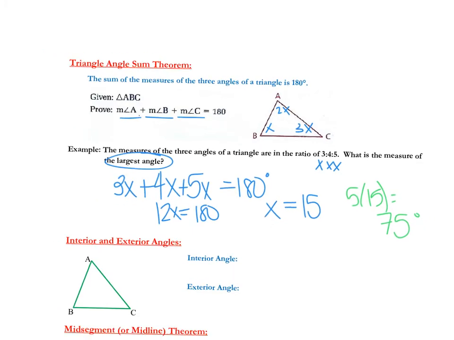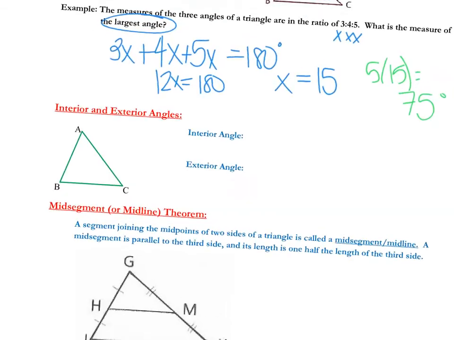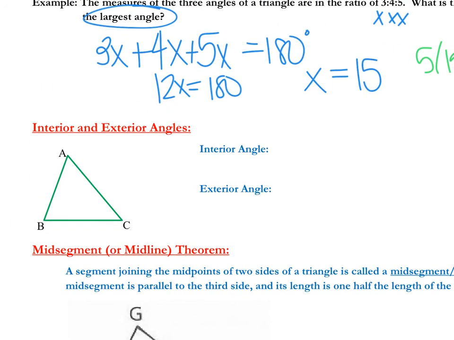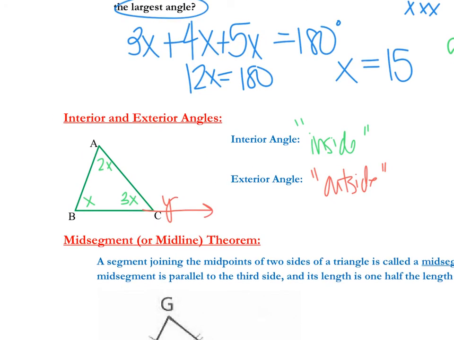Okay, let's go ahead now and talk about interior and exterior angles. So interior angles are the ones that are on the inside of the triangle. So x, 2x, and 3x, those are all on the inside of the triangle. The exterior angles are on the outside. So if I extended this, this would be considered an outside angle. Or I can make basically a little pinwheel. So this would be an angle, and then this would be an angle.